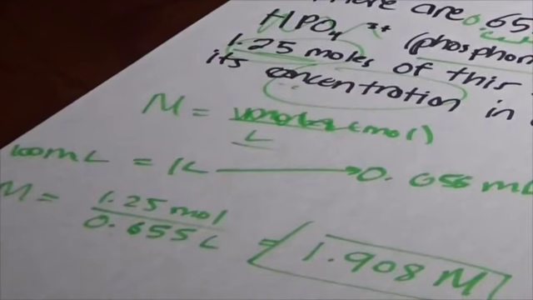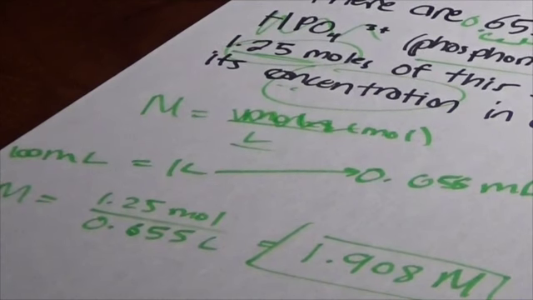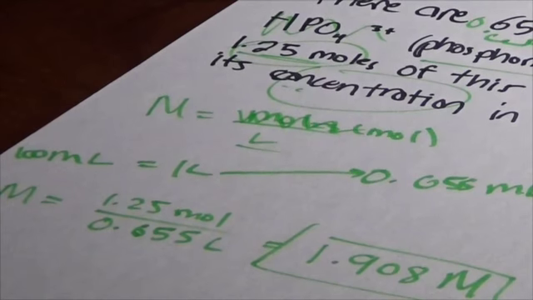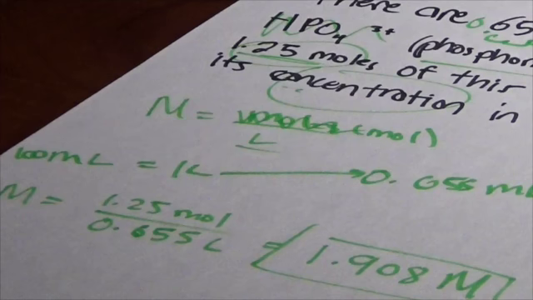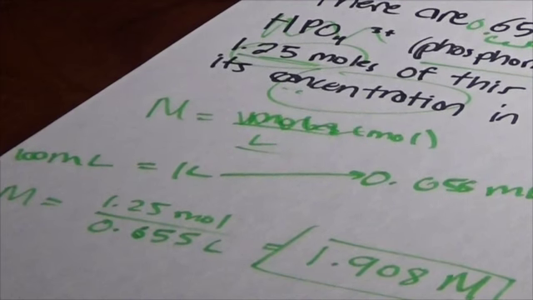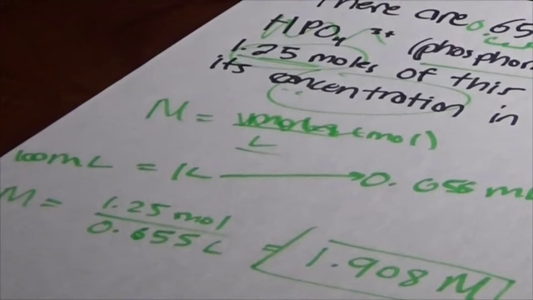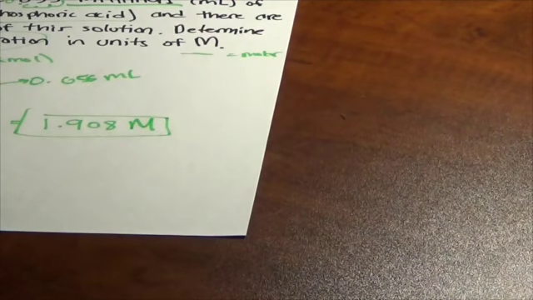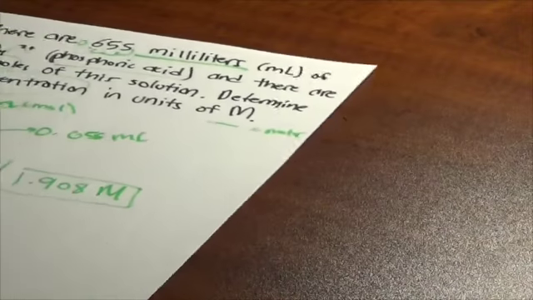So now we have our value for moles, we have our value for liters, we plug it into our molarity formula, which is equal to moles over liters, and we plug in our values. I've already put it into my calculator, and I know that my molarity is going to come out to 1.908 molar, which is my molarity value. See? And at this point, we're going to move on to our assessment problem next.